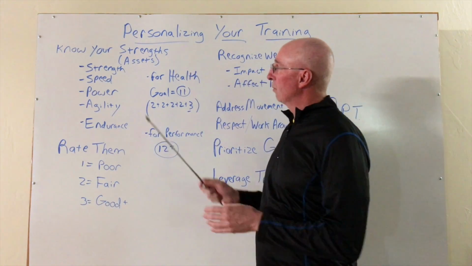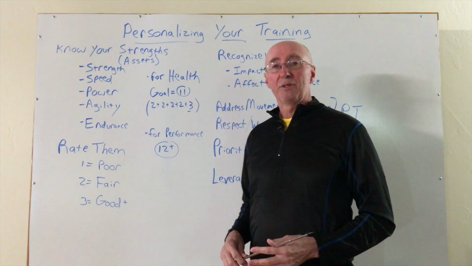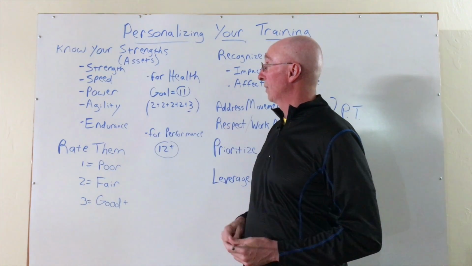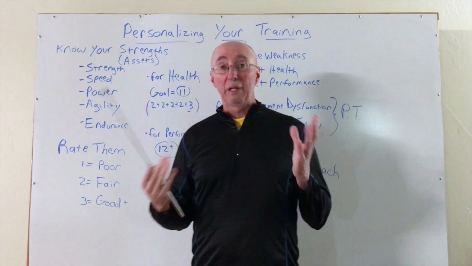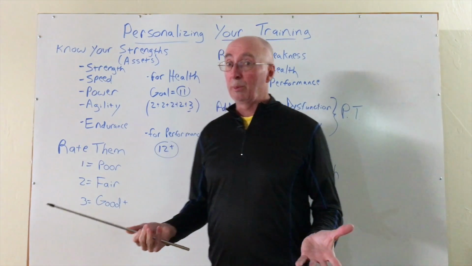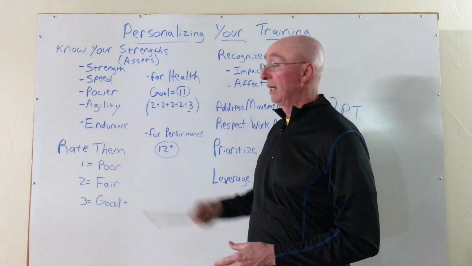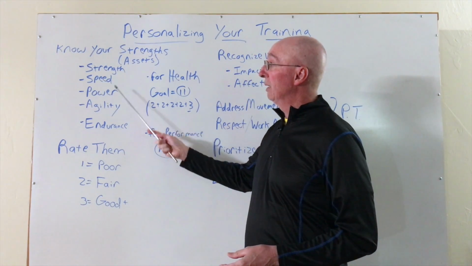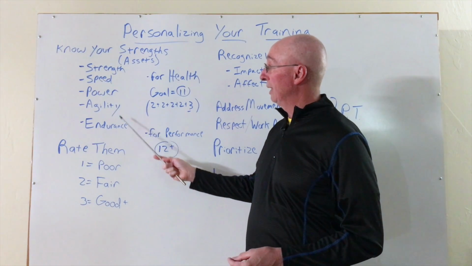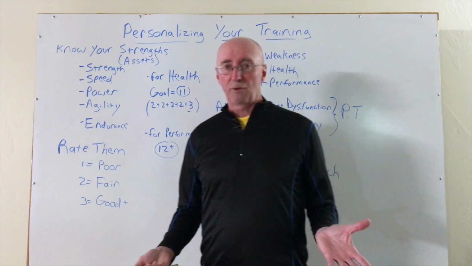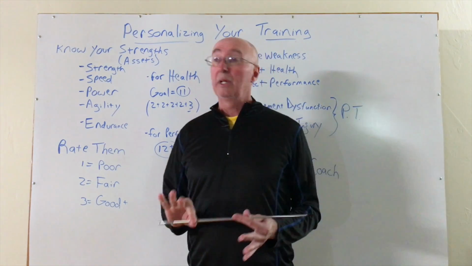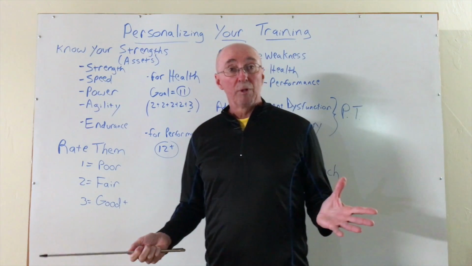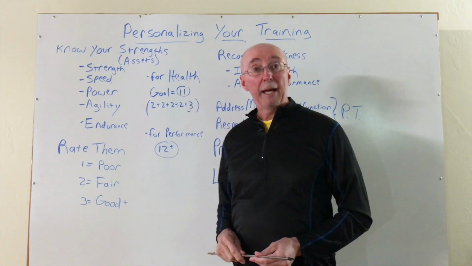The very first thing that we want to think about is knowing our strengths. If you know your strengths or assets, you can then realistically assess your performance capabilities. There are 5 categories that we want to examine: strength, speed, power, agility, and endurance. Those are fairly self-explanatory, but to flesh them out a bit, strength is obviously your 1 repetition maximum or measures that approximate that.